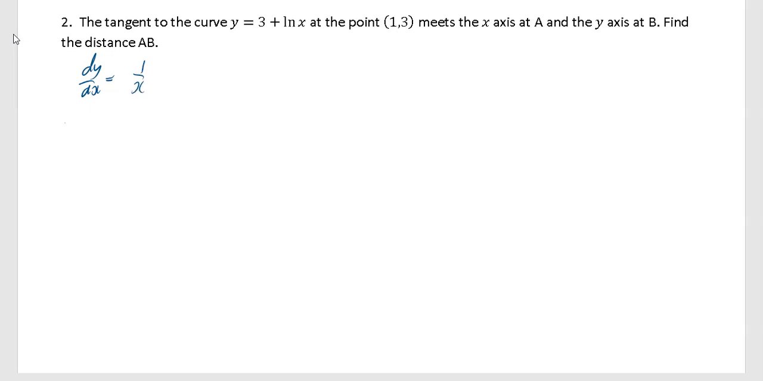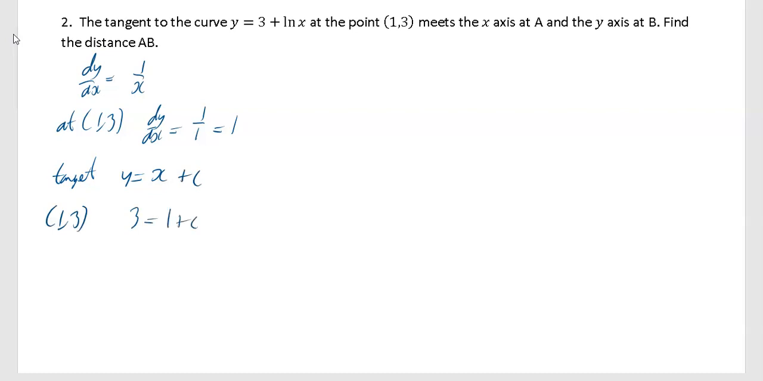And then just say at 1, 3, dy by dx is just going to be equal to 1 over 1, which equals 1. So your tangent so far is 1x plus c, or x plus c, and then we're going to just sub in the point 1, 3. So that's 3 is equal to 1 plus c, which means 2 is equal to c. So your tangent is y is equal to x plus 2. Put that in a wee box because I'm going to be using that in a wee minute.